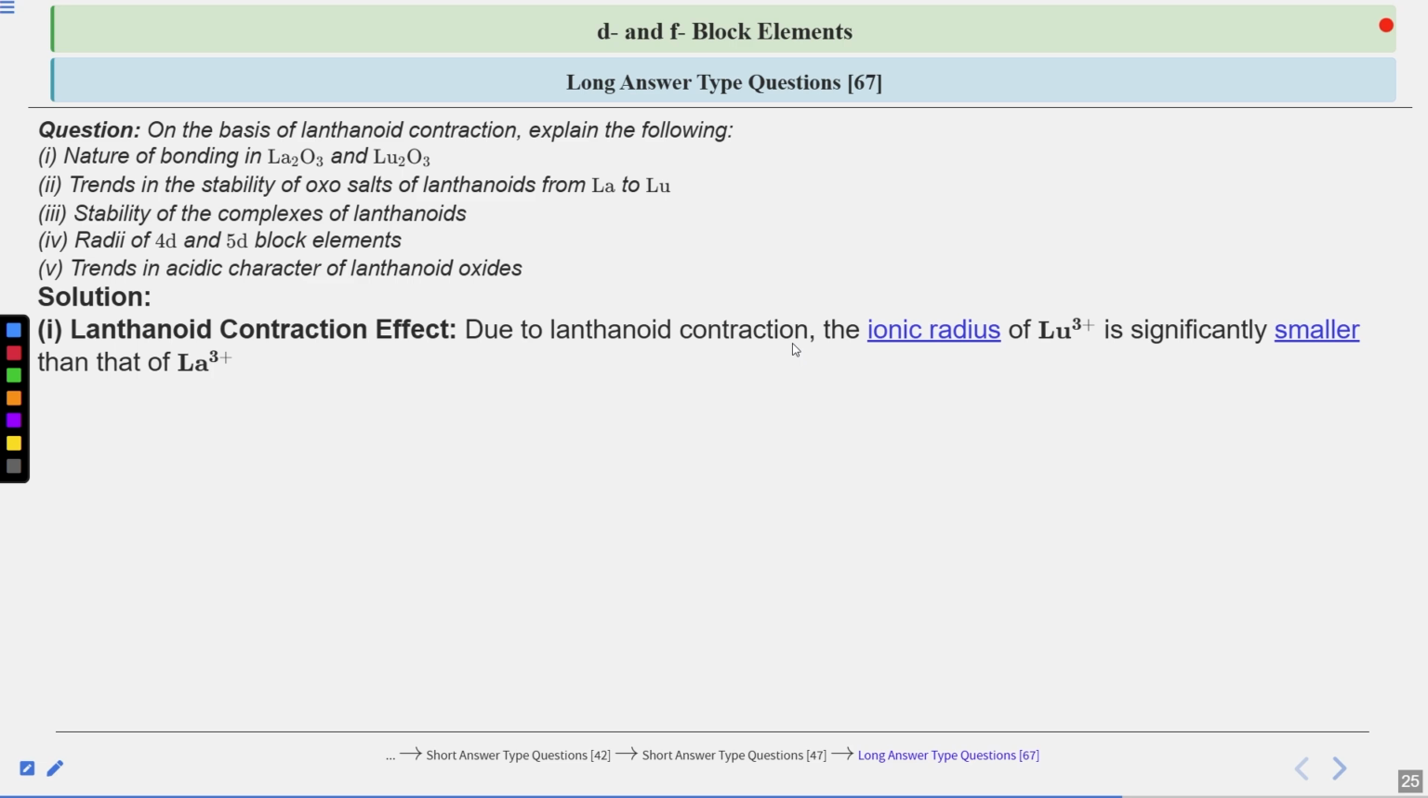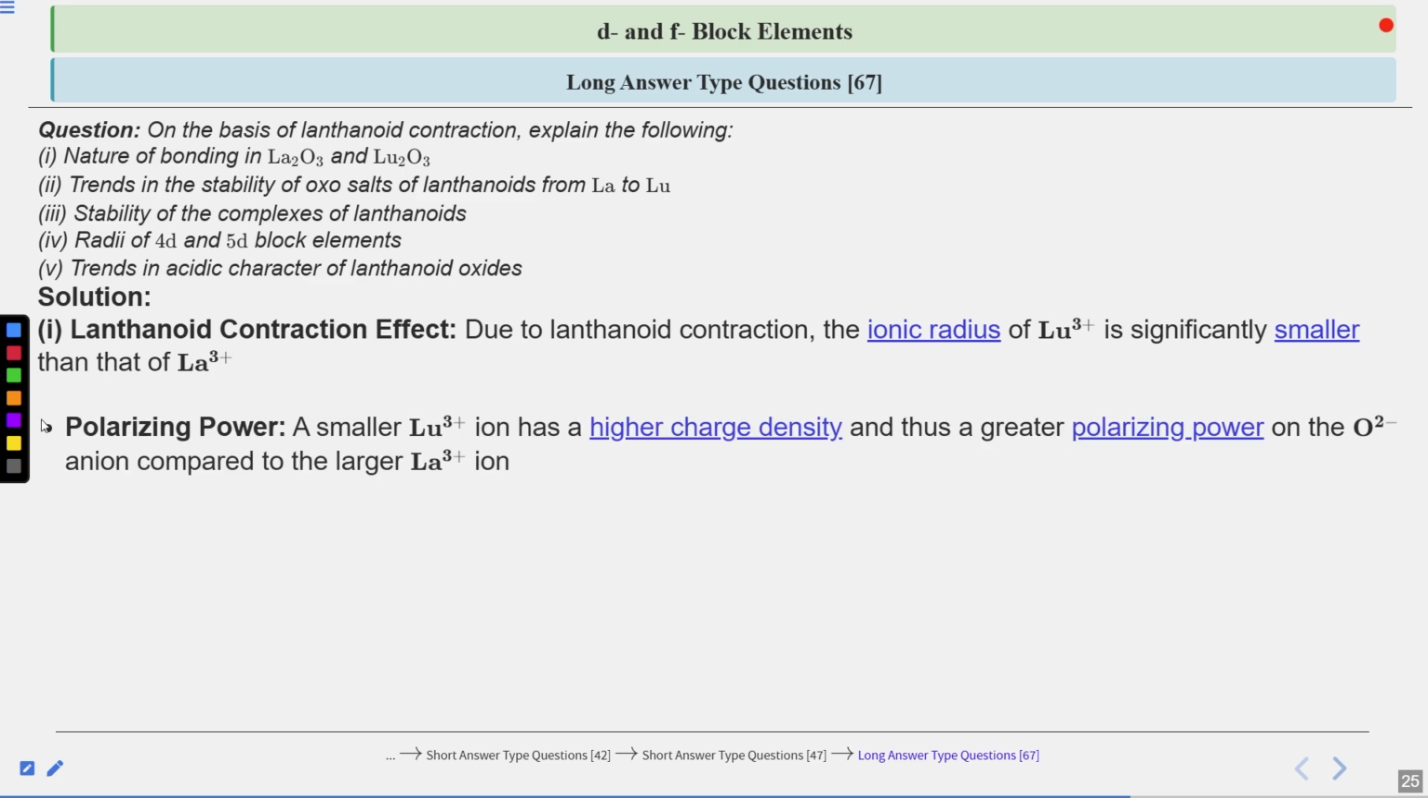Okay, and due to this lanthanoid contraction, the ionic radius of lutetium 3 positive is going to be much smaller than that of lanthanum 3 positive, because lutetium comes at the end of the lanthanoid series and lanthanum is the first element, right? So due to the lanthanoid contraction, the lutetium 3 positive ionic radius is significantly smaller than the lanthanum 3 positive ion.